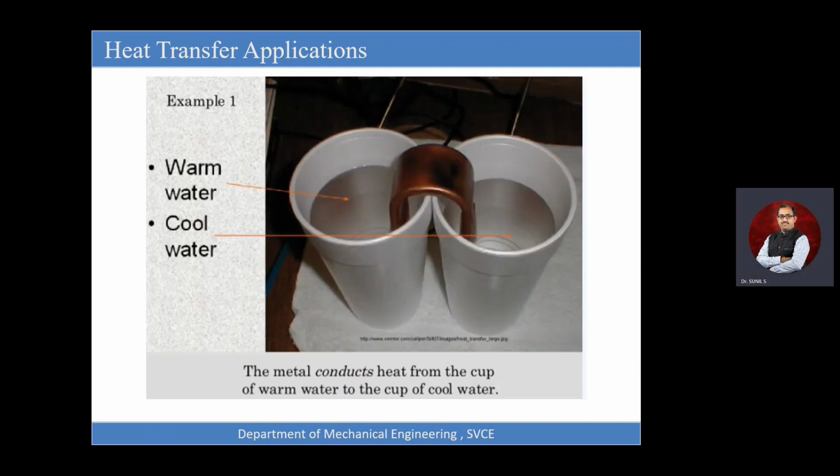Now in this example, what is happening here? It is an example of conduction, right? We have one mug of very hot water, one mug of very cold water. There is a copper bracket which we have placed. Initially what happens? In the warm water, the part of the copper bracket that is dipped in gets heated faster. Why? Because it is a very good conductor of heat.